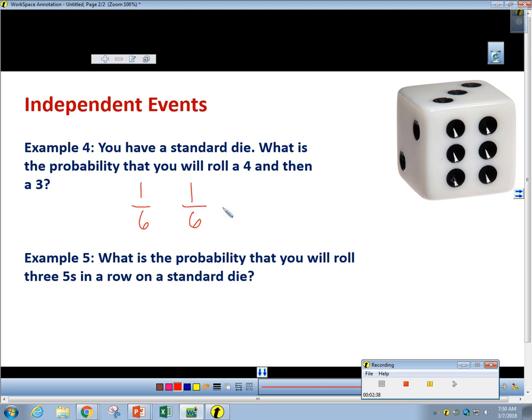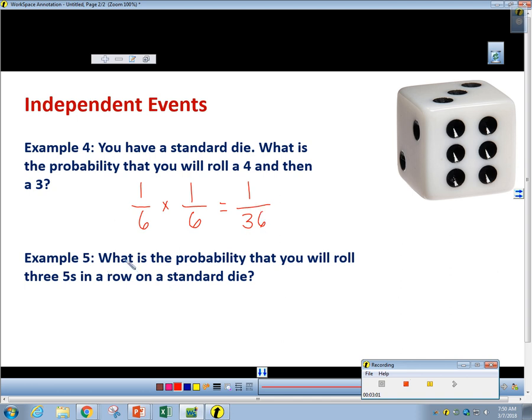So now to get our total probability, what we do is multiply these fractions together. When you multiply fractions, you multiply across the top. 1 times 1 is 1. Multiply across the bottom. 6 times 6 is 36. So we have a 1 in 36 chance of getting a 4 and then getting a 3.